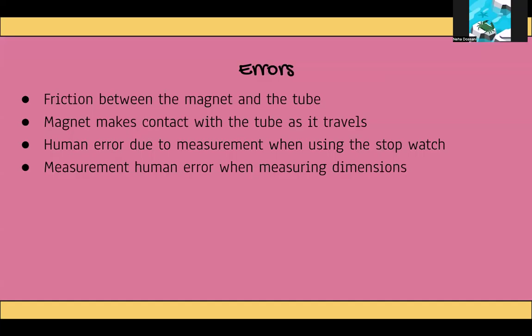Some possible errors in this lab are that there may have been friction between the magnet and the tube. The magnet makes contact with the tube as it travels down the aluminum foil. There may have been human error in measurement when using the stopwatch, and there may have been human error when measuring the dimensions of the radius and the length of the aluminum foil tube.